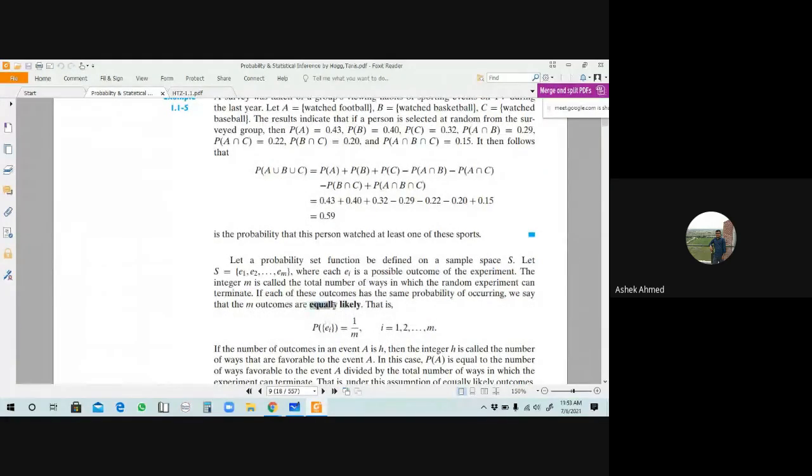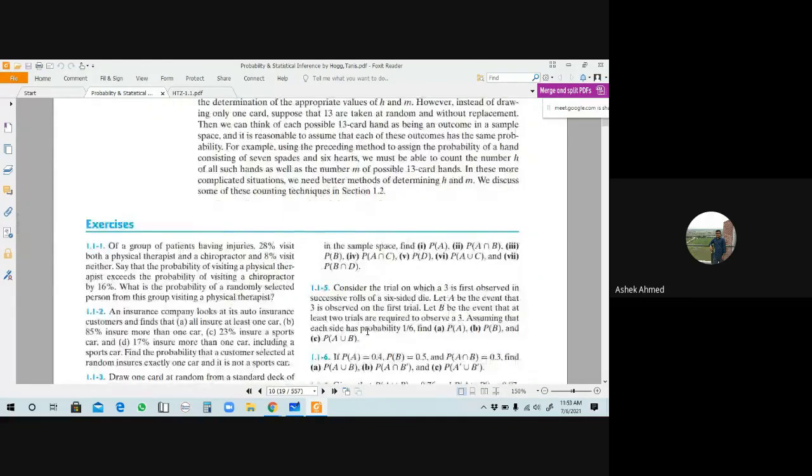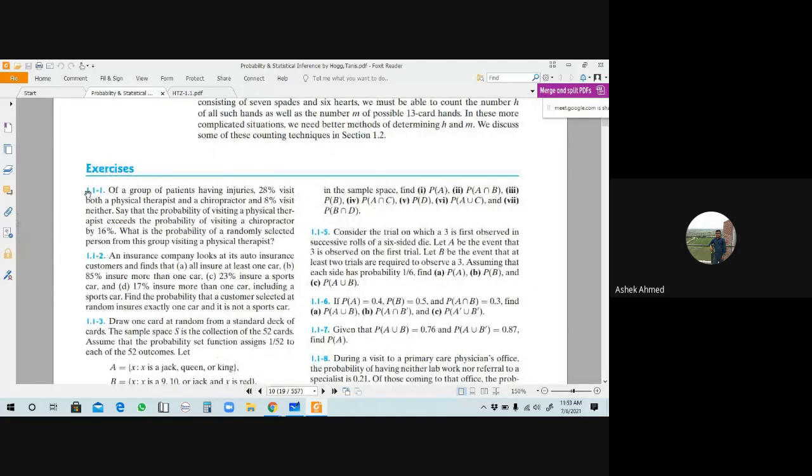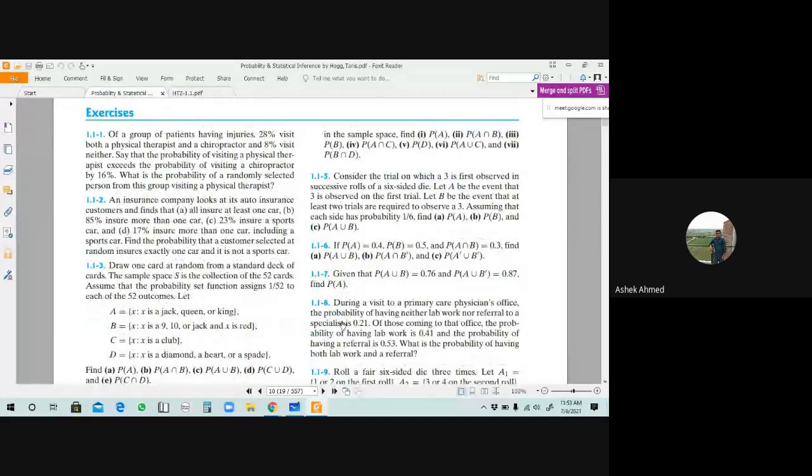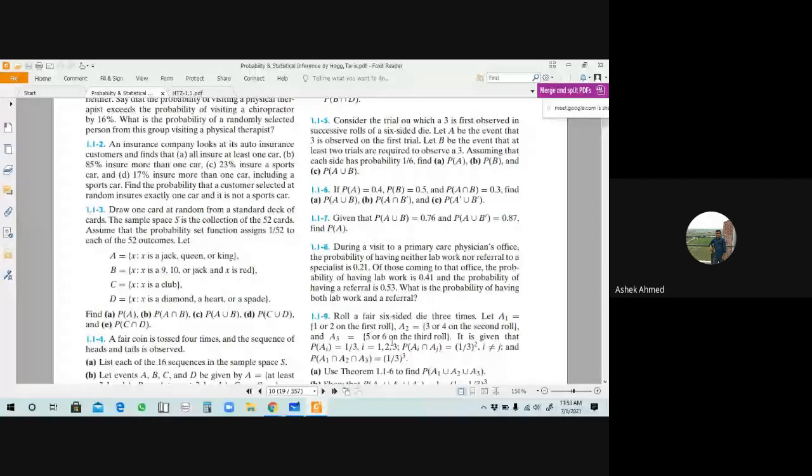Can you remember equally likely? I have already discussed this. The event of which... Yes, sir. Every outcome's probability will be the same, the occurrence will be the same. Okay? Then it is equally likely. So remember the exercises you have to do, up to 9. Okay?